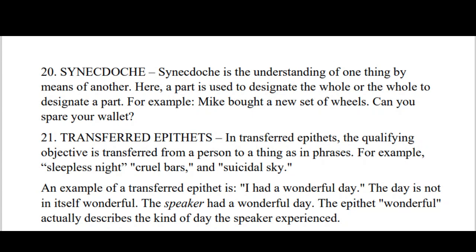The next is transferred epithet. Yet another important one that one must learn. In transferred epithet, the qualifying word is transferred from a person to a thing, as in phrases. So what happens over here? The qualifying word is transferred from a person to a thing. It means the action or the experience belongs to the person, but it is presented as belonging to a thing. How? Let us see the example.